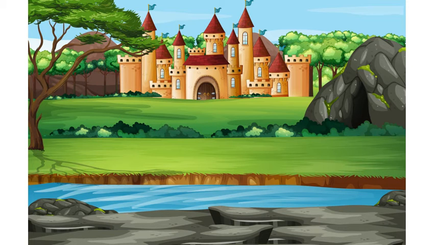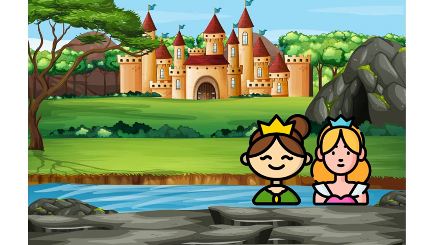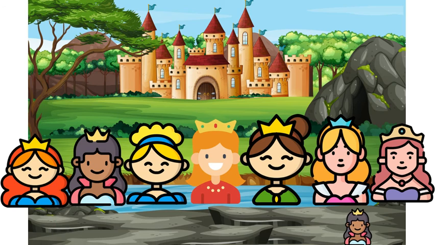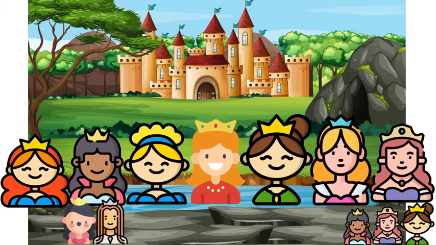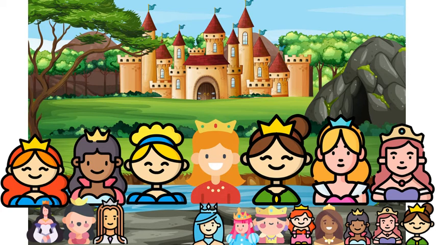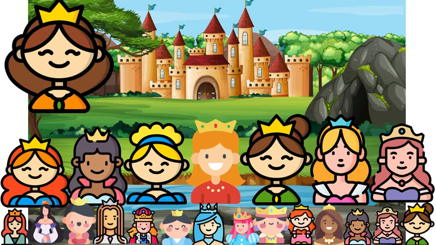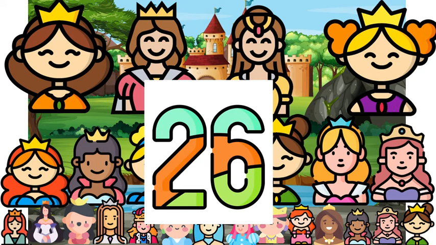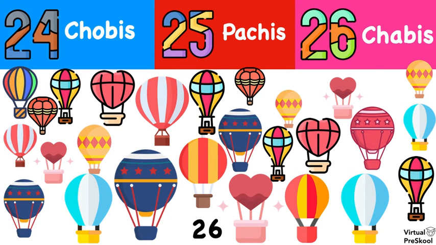Now we're going to count princesses. So please count with me in Hindi. Ek, do, teen, char, panch, che, sat, at, no, das, gyara, bara, tera, choda, pandra, sola, satra, athara, unnis, bis, ikkis, bais, tais, chobis, pachis, chabbis. Chabbis! What does chabbis mean? 26! There are 26 hot air balloons. How do we say 26 in Hindi? Is it chobis, pachis, or chabbis? 26 is chabbis.